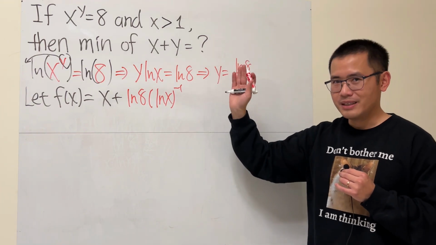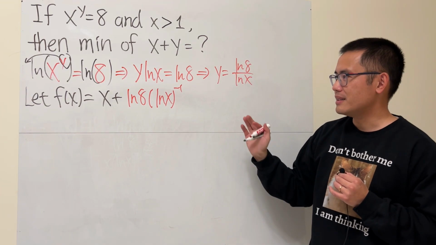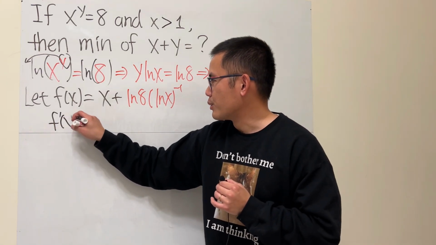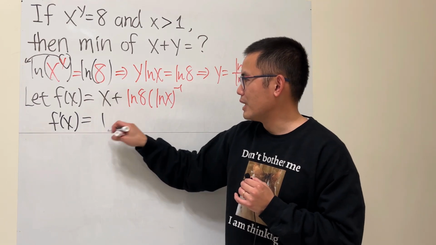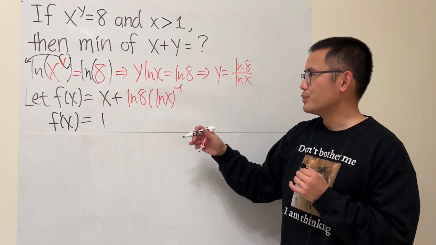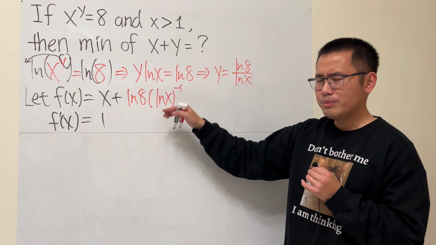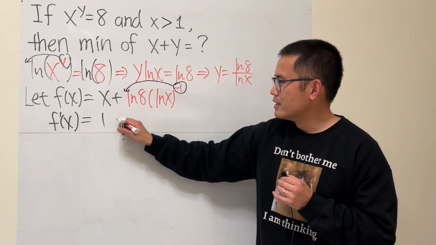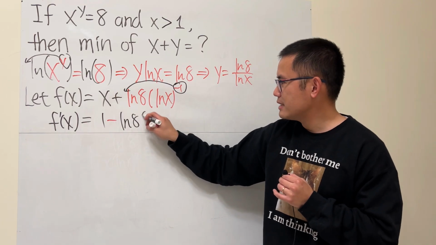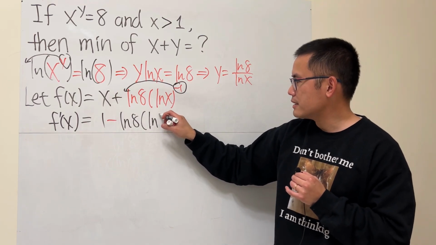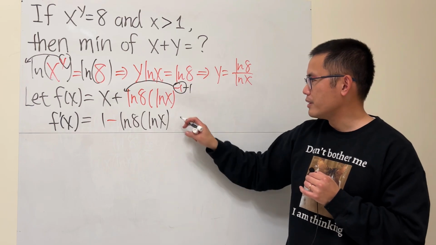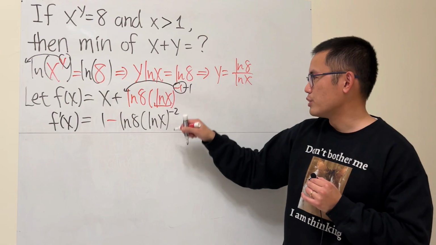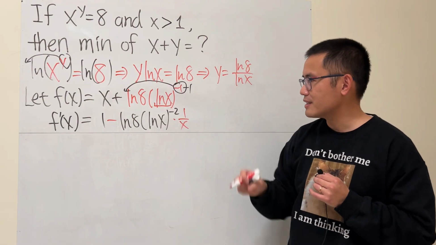Now, to find the critical numbers, we will have to find its first derivative and then set equal to 0. So the derivative is just going to be, first we have 1. Here we can just use the power rule because this is just a number. So we can just bring the power to the front. So we have minus ln 8 times ln x. And then of course subtract 1 here, so we have negative 2. And don't forget the chain rule, multiplied by the derivative of the inside, which is 1 over x.